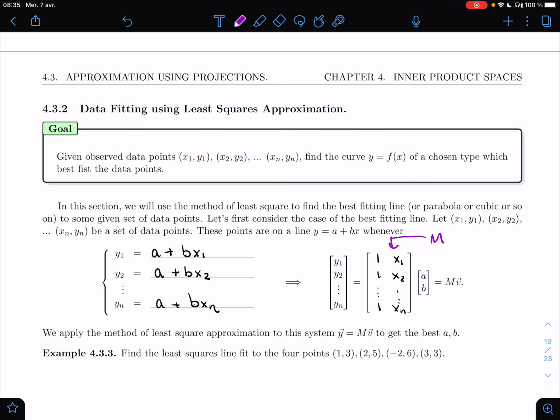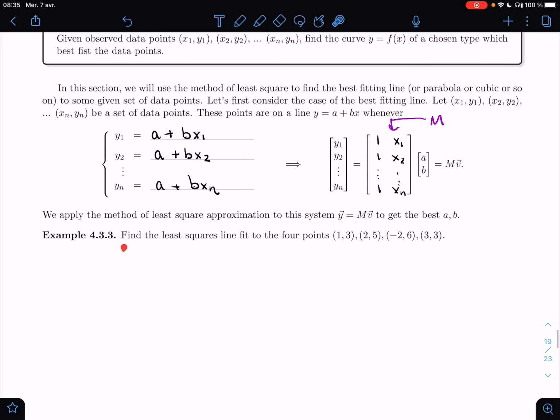Alright, so we have a system, and usually that system would be inconsistent. Because of error in measurements, you don't expect the points to actually lie on the line. You just want the line that's closest to containing these points. So let's apply this method of least squares approximation to get something that's as close as possible to a solution, to get the best possible A and B.